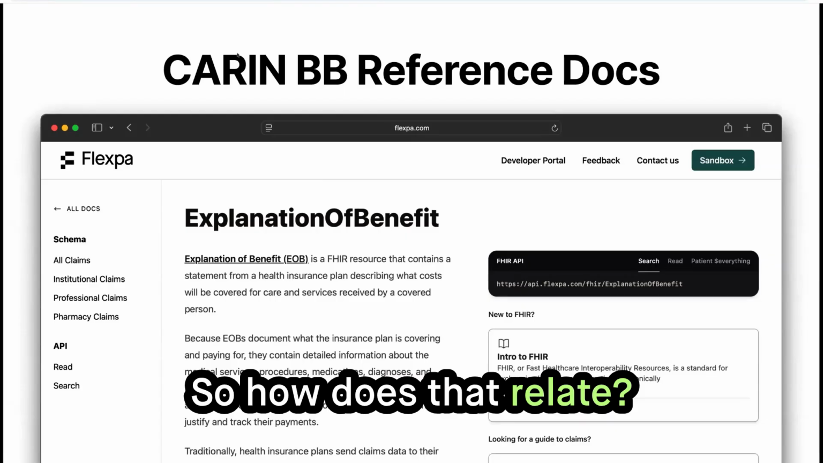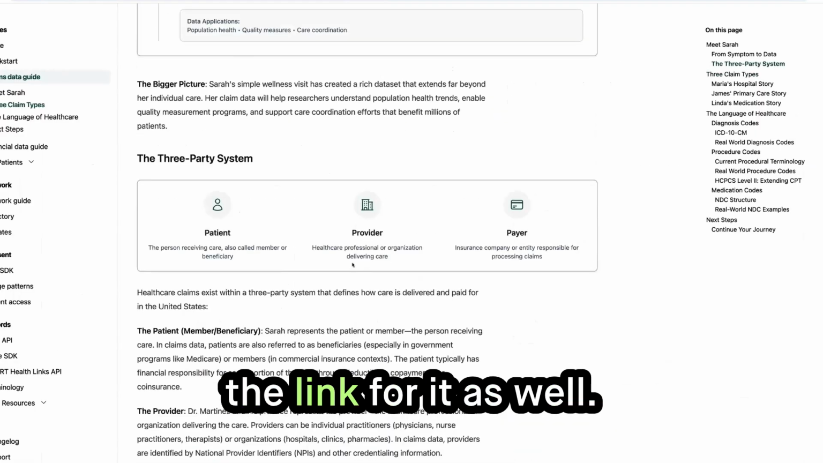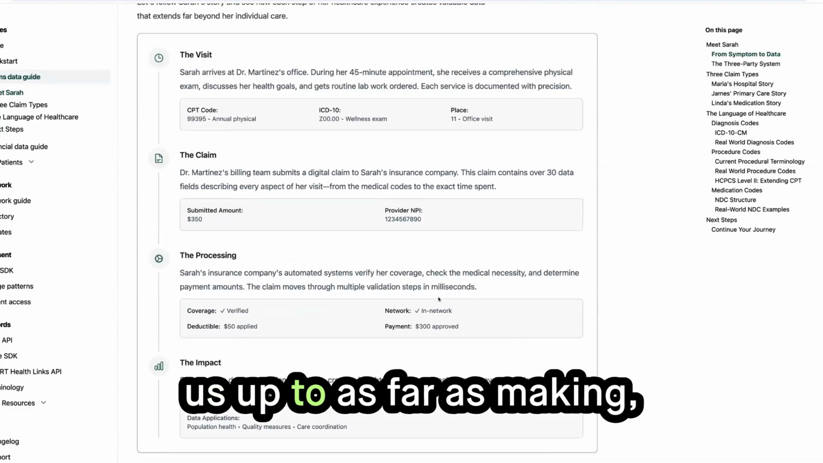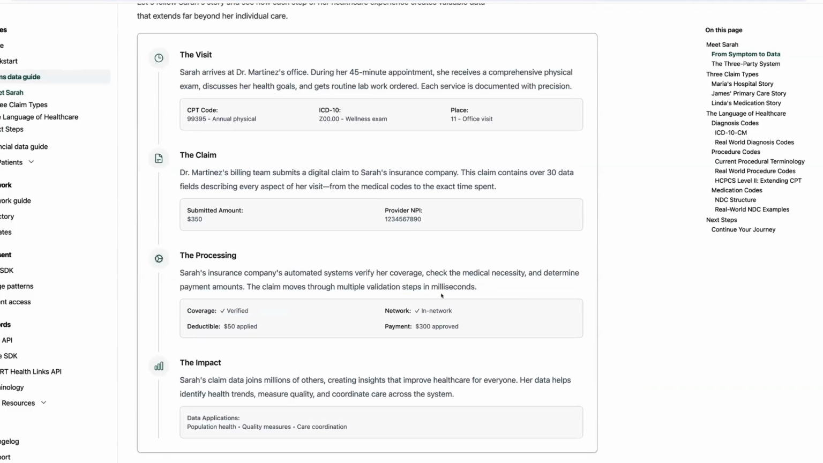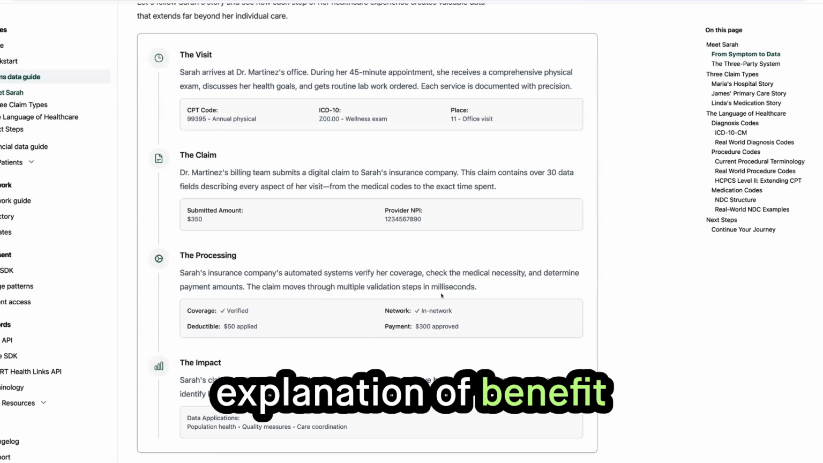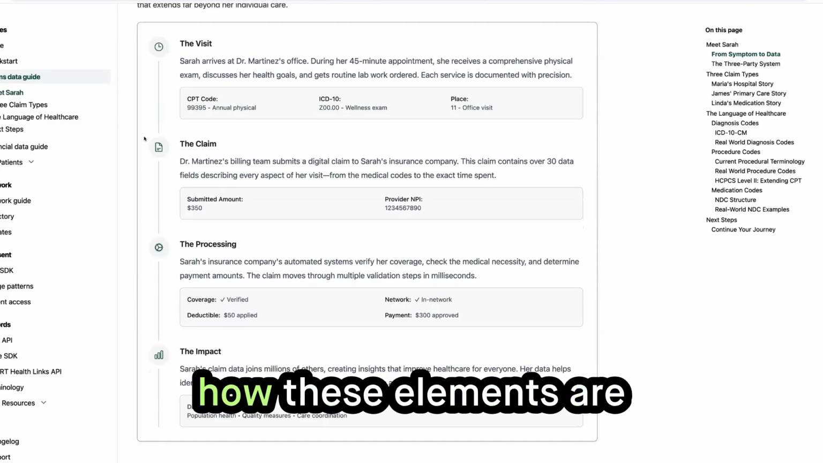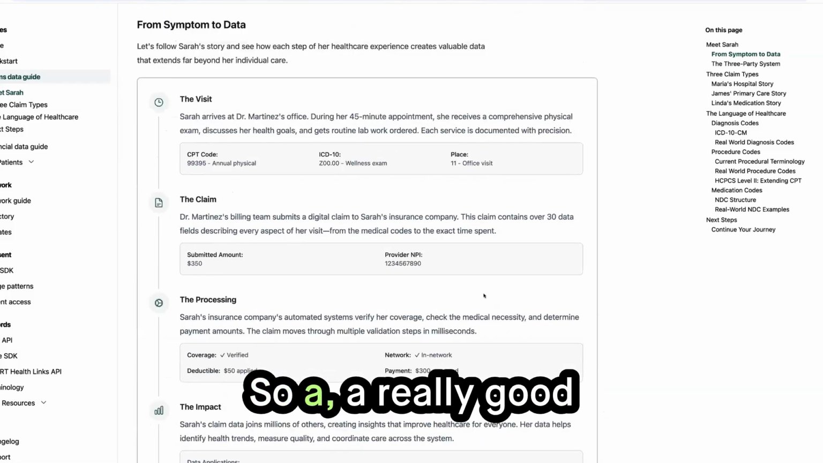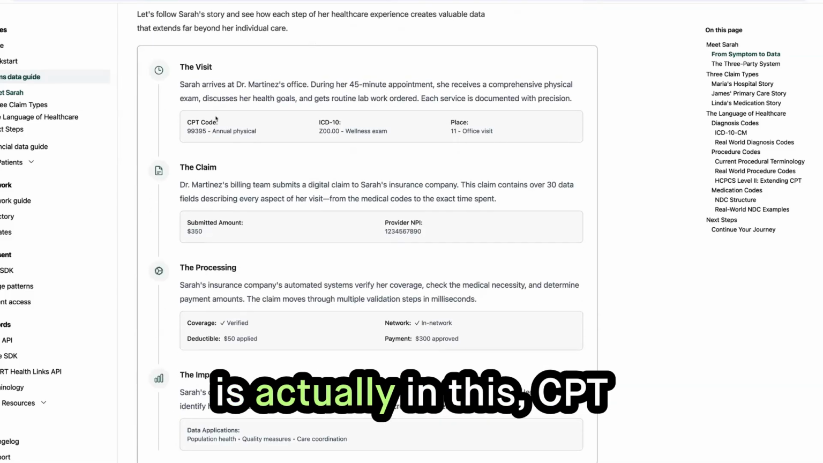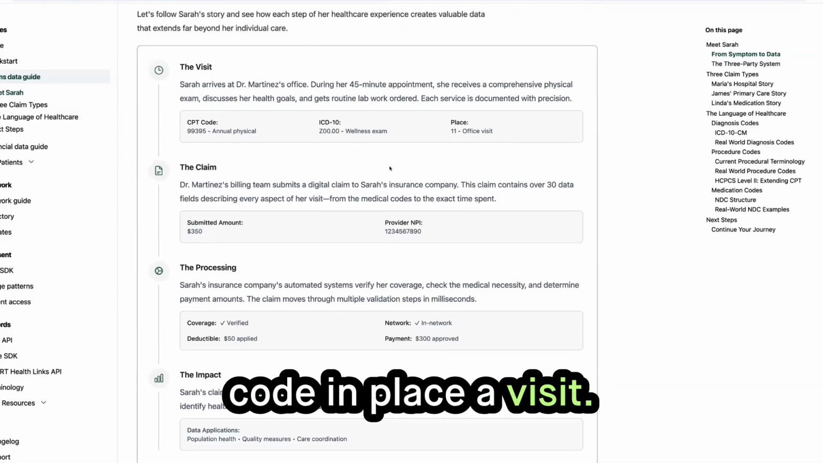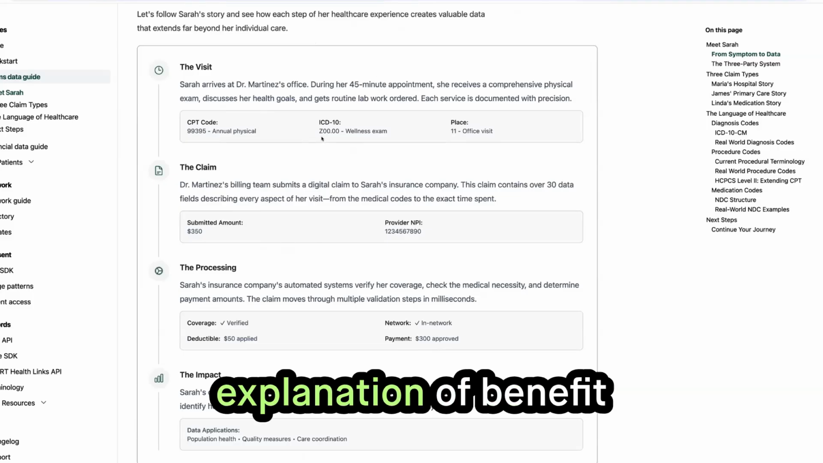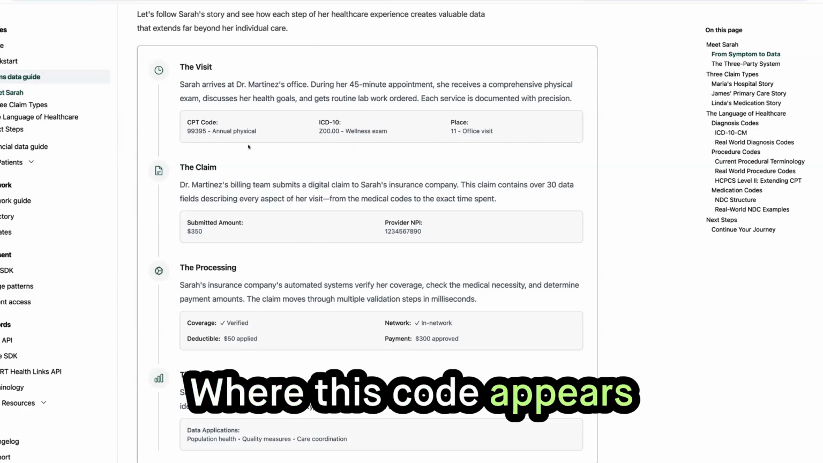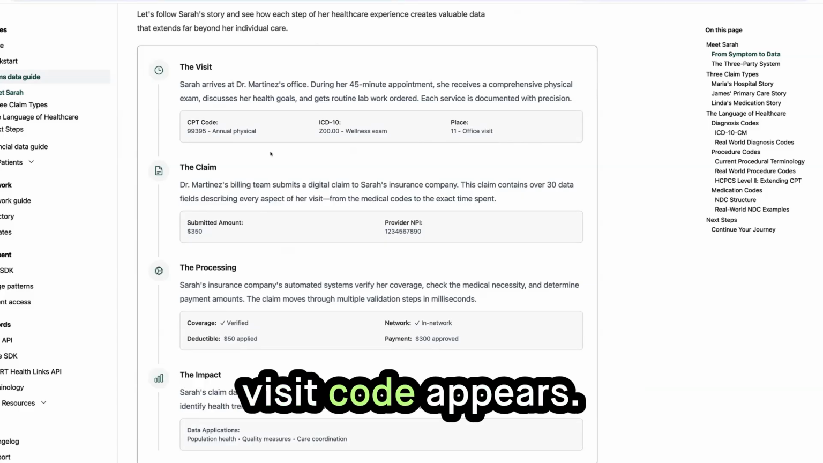So how does that relate to this claims data guide? We'll share the link for it as well. What does this lead us up to as far as getting access to the explanation of benefit resource and understanding how these elements are actually represented? A really good starting point is the CPT code and place of visit. How do we go to the explanation of benefit resource and find where the place of visit code appears?